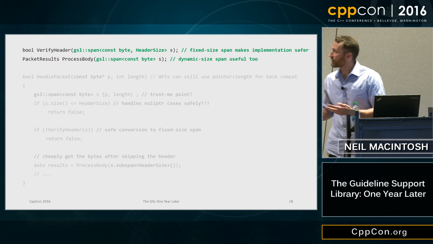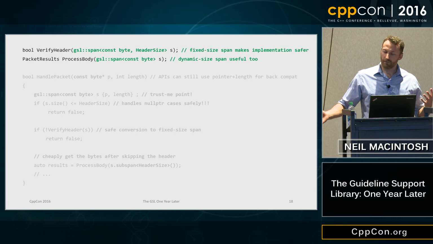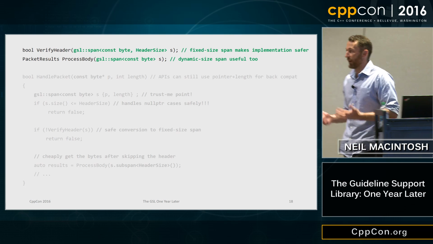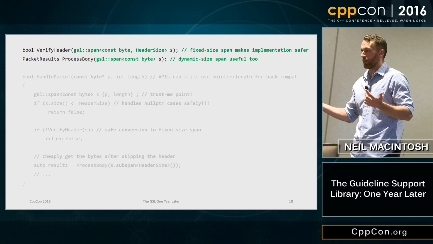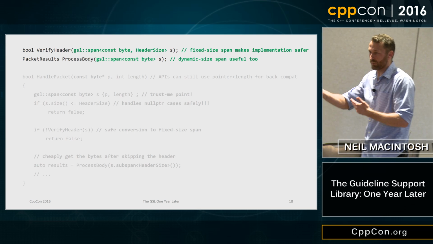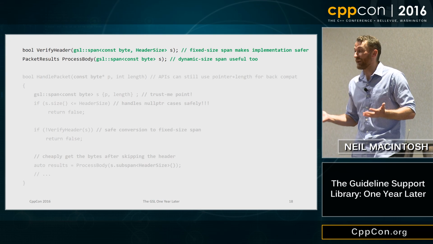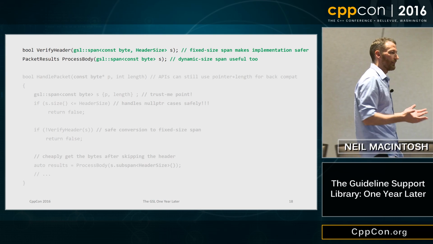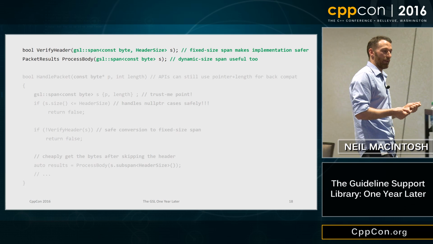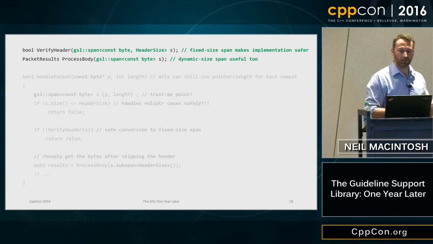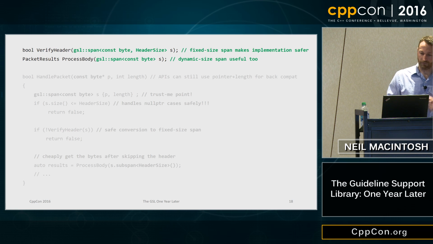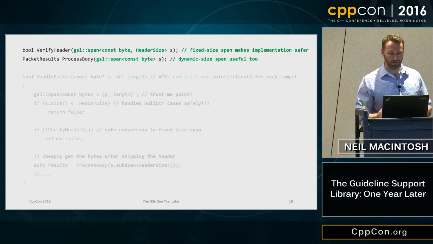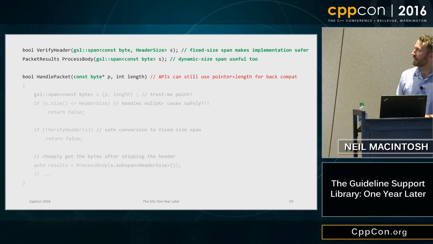So then we can have another function that just processes the body, the rest of the packet. Now that can take a span too, because it's going to presumably operate over the same buffer. It's just taking a pointer again into the buffer. Again, you're just looking at the bytes, so they're just const byte. This time it's a dynamic span, because you don't know how long the body of this packet will be. So dynamic and fixed size spans each have their own sort of success in this example.